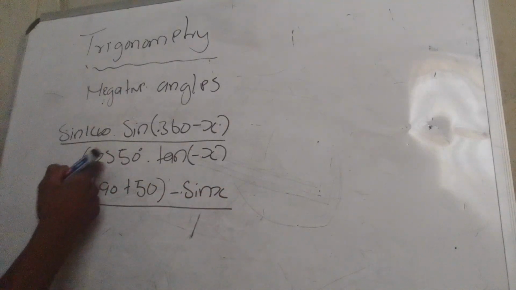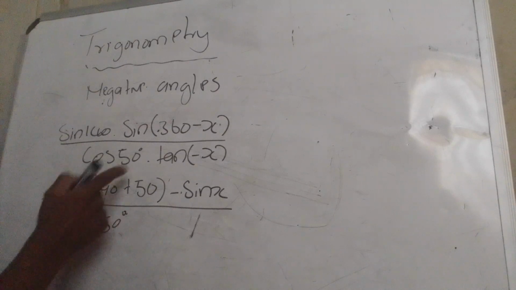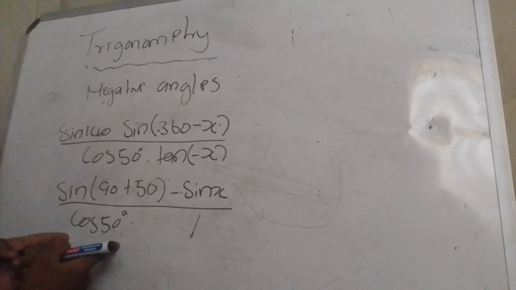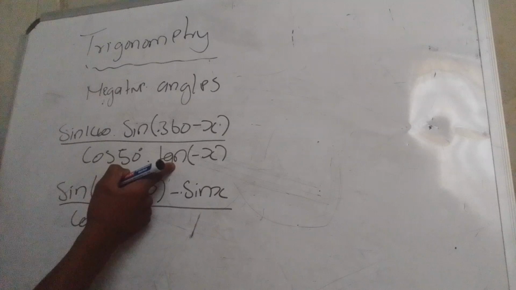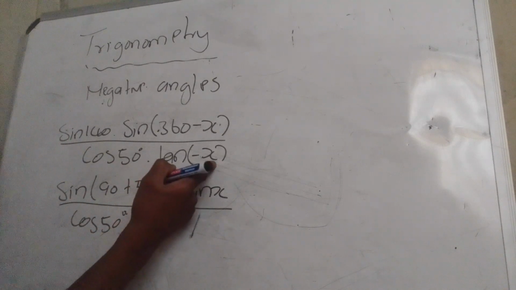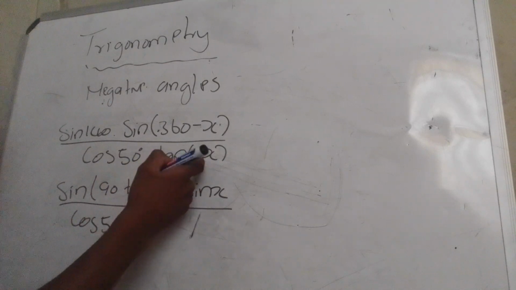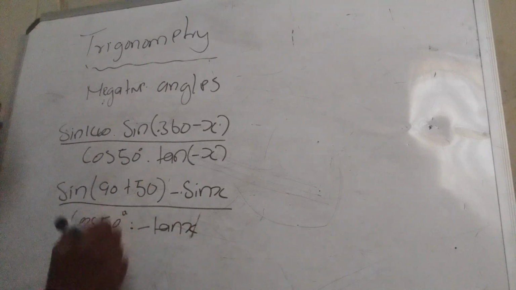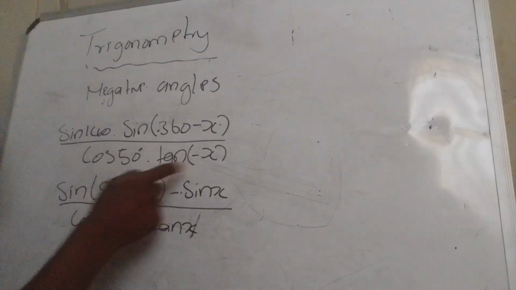Right. Then we bring back that cos 50. Cos 50 is not a special angle, right? So we have tan of negative x, a negative angle. Since it's tan and we have a negative angle, this is going to be negative tan x. Only cos will be positive if we have a negative angle.